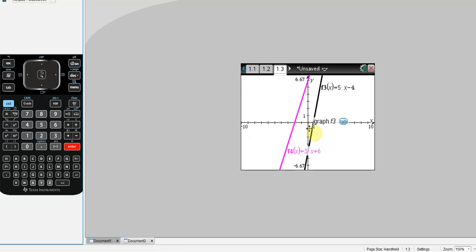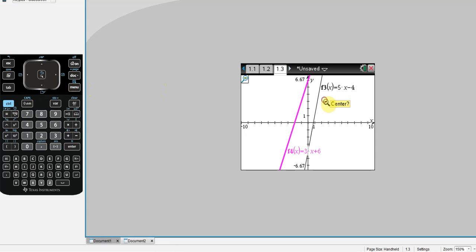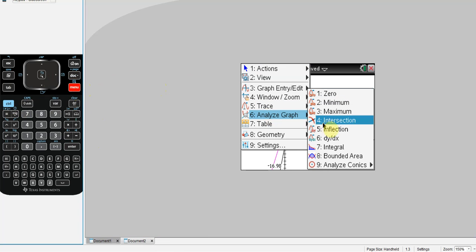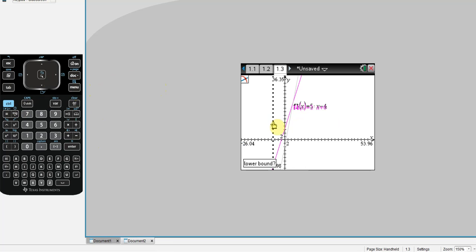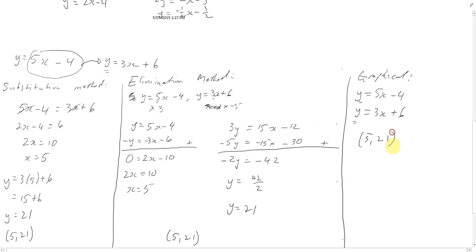Okay, so you'll notice here we have no intersection, and that's because our window is set poorly. So we need to go into menu, window/zoom, and we could zoom out until we found the intersection. There we go, we've zoomed out and we can see it there. So now we need to go menu, analyze graph, intersection, go on the left side of it for the lower bound, right side of it for the upper bound, and there's our intersection, (5, 21), just like we expected, because that was our answer for the other ones. So there we go, that is (5, 21).